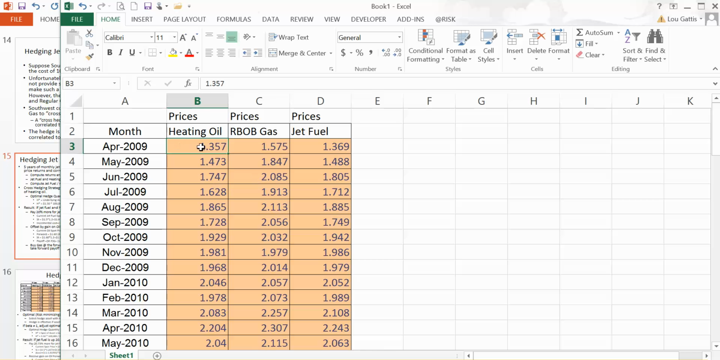So I have 5 years of heating oil prices, RBOB, which is a particular blend of gasoline, and jet fuel prices. Now, heating oil and gasoline have developed forward markets, and that's why I chose those. So I'm going to calculate the monthly returns of those 3 assets, in other words, the percent changes in prices.